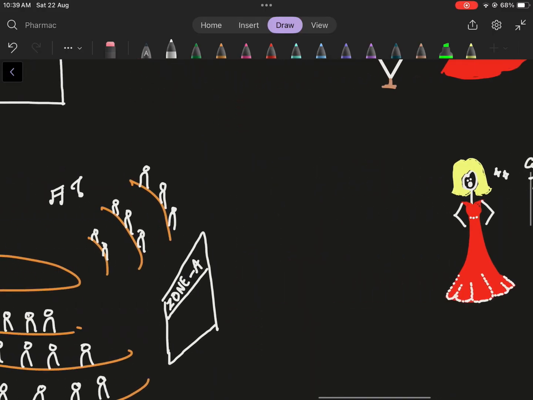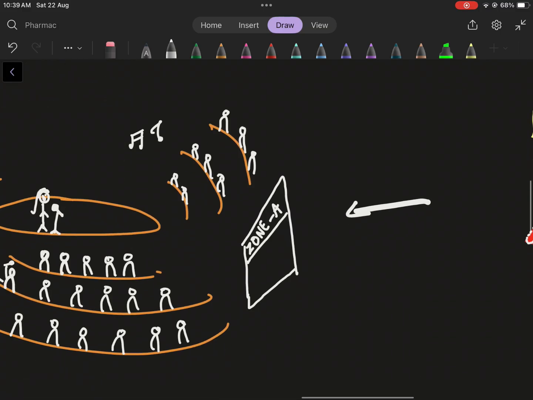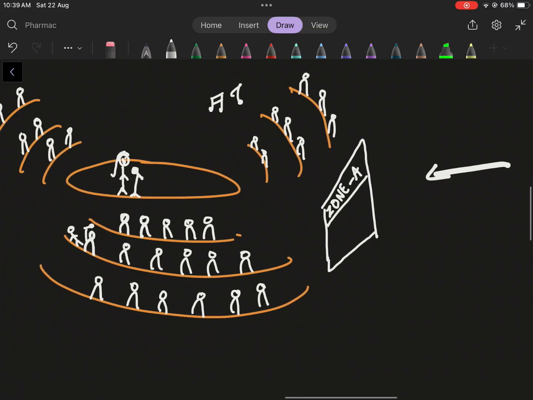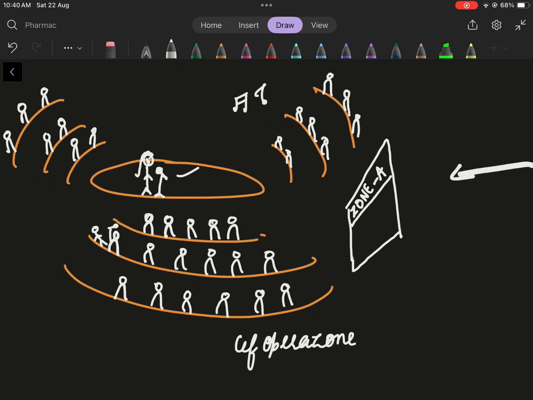Why are you going to the shop and trying this dress? To go to the opera. And the opera she is entering from A zone. So this becomes your opera zone. Okay? So you see there's opera, there's a singer, everyone's sitting.